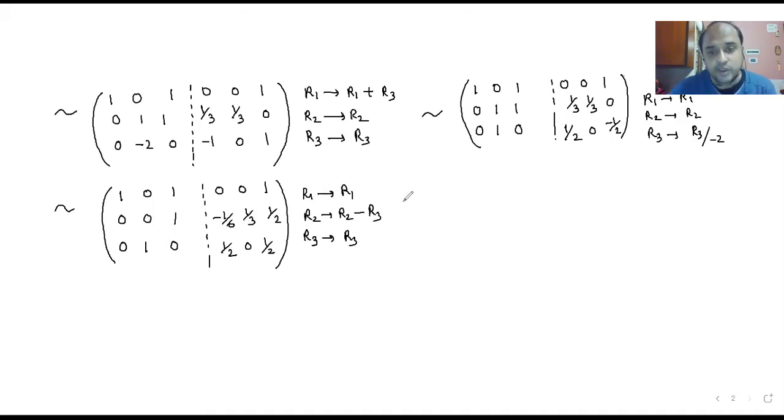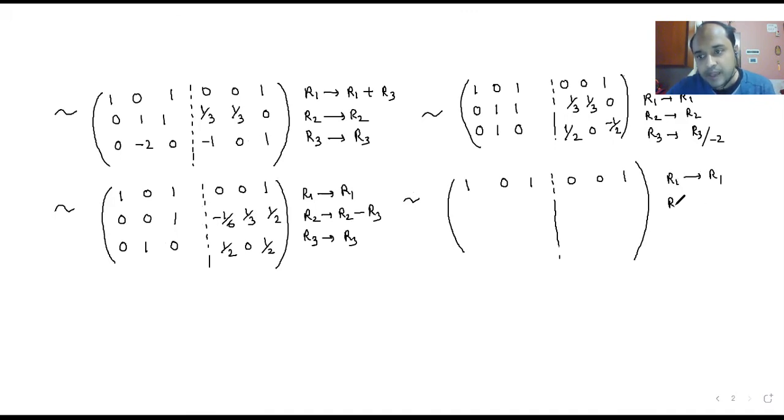You can interchange between R2 and R3, and consequently we keep R1 unchanged, and we interchange between R2 and R3. So we can write it as 0, 1, 0, half, 0, half, and that would be 0, 0, 1, -1/6, 1/3, half. Okay.